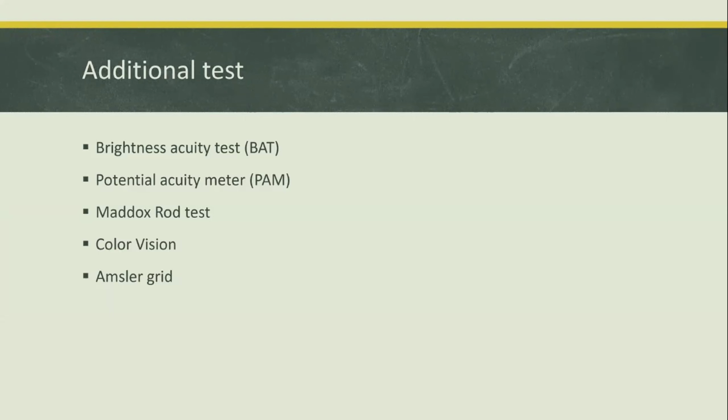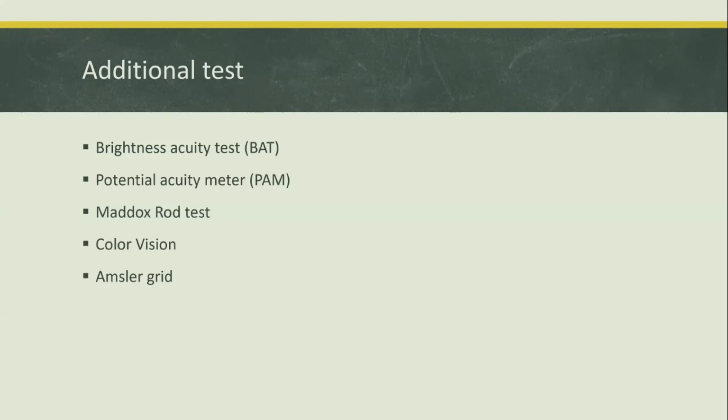The Maddox rod test: if there is any indirect information about central fixation, or if there are large scotomas to find out, we can do the Maddox rod test. The color vision test evaluates color perception; cataracts, especially nuclear cataracts, can reduce color discrimination. So the color vision test helps us to document the baseline visual function before surgery.